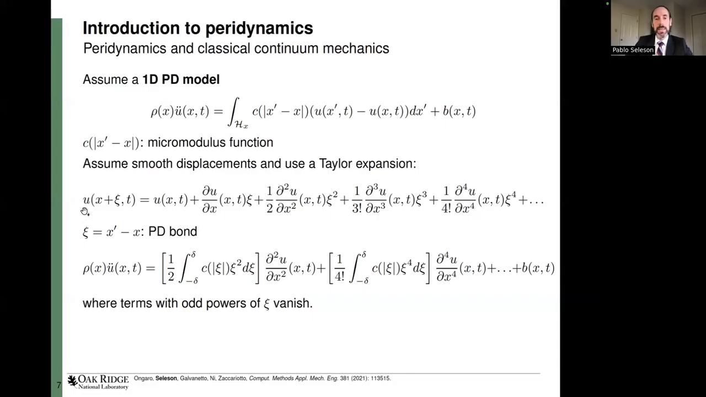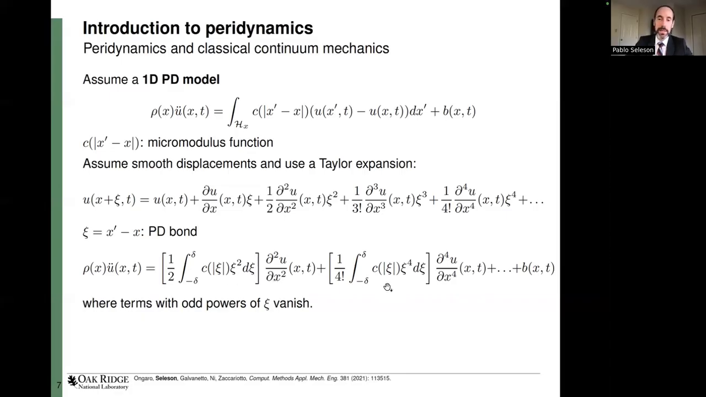We can expand u at x plus c, where x plus c is going to be x prime. We can expand it around x. Then we obtain the Taylor expansion, and if we substitute this expression into the equation of motion, we can collect the terms, and now we obtain that, first of all, the terms with odd powers of c vanish because the domain of integration is symmetric. And moreover, what we obtain here is that the leading term is the second derivative of u, followed by the other even derivatives. So now we have these coefficients, which are integrals of the micromodulus function with different powers of c.